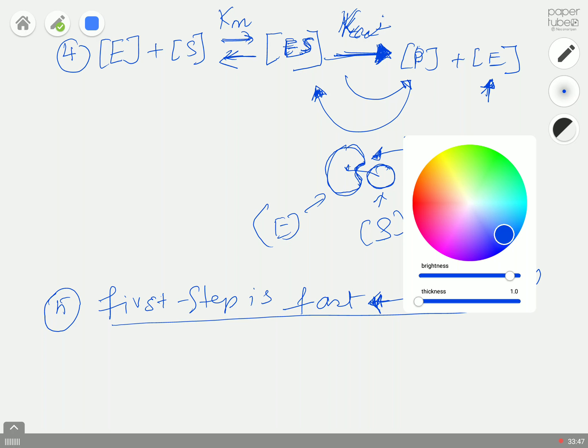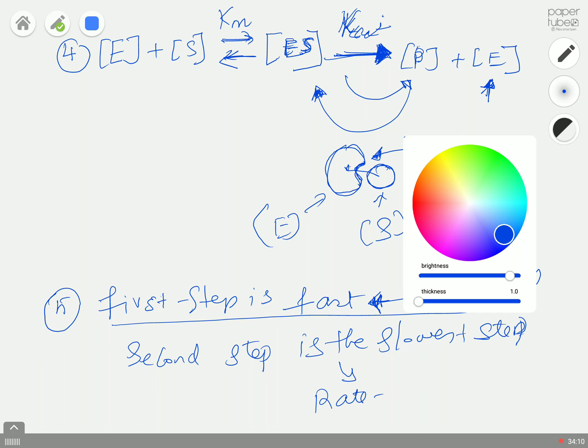But the second step, which is the actual chemical reaction, is where some molecules are broken into new molecules, which we call products. So the second step is the slowest step, and that's why we are going to call this the rate determining step.